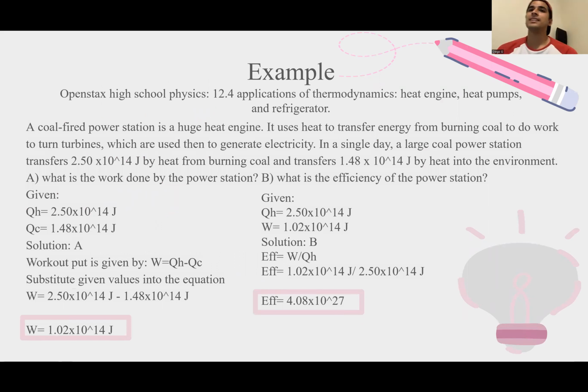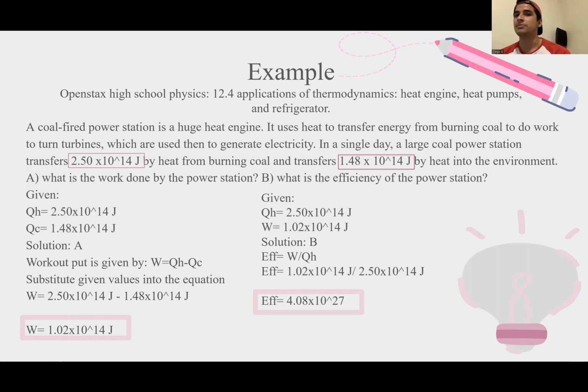Okay, going over everything that we've just gone over, let's try an example. In this example, a coal-fired power station is a huge heat engine. It uses heat to transfer energy from burning coal to do work to turn turbines, which are then used to generate electricity. In a single day, a large coal power station transfers 2.5 times 10 to the 14th joules by heat from burning coal and transfers 1.48 times 10 to the 14th joules by heat into the environment.